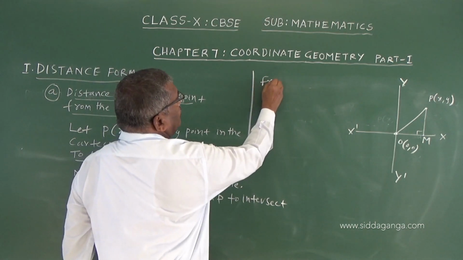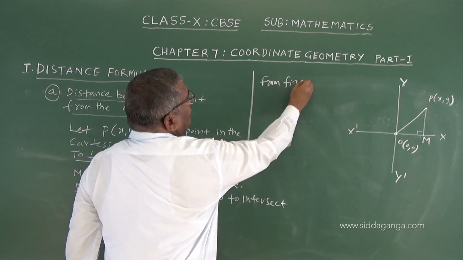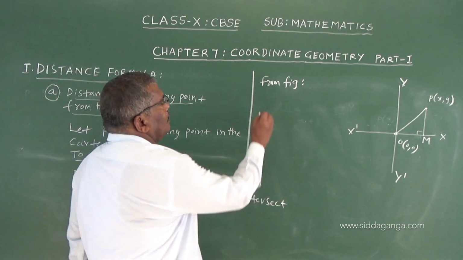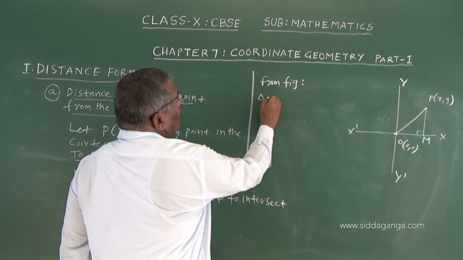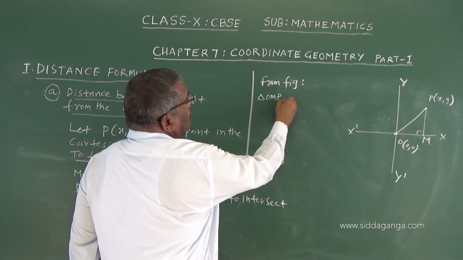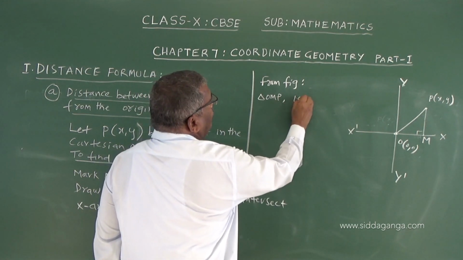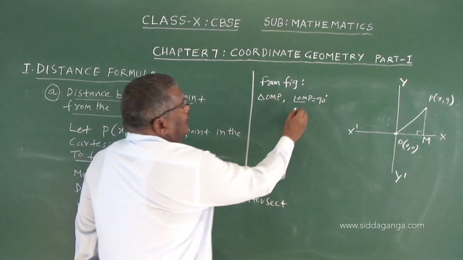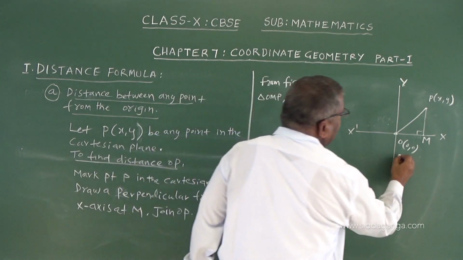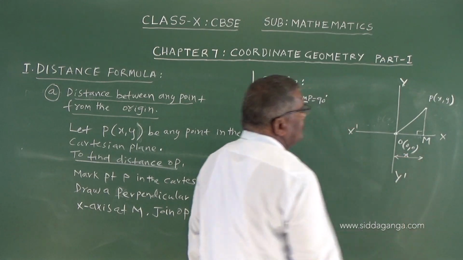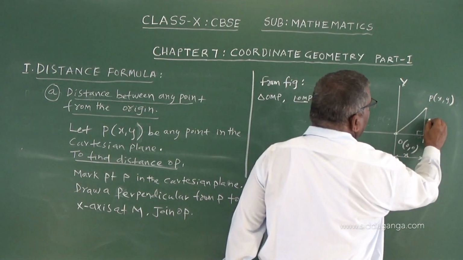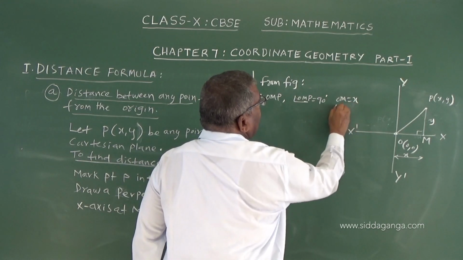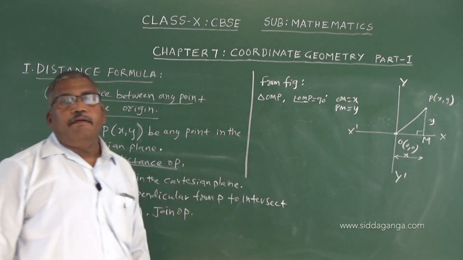From the figure, what we can read? OMP is a right angle triangle. You can see triangle OMP has angle OMP equals 90 degree. And we have OM equals this distance. This is the abscissa or x value, and PM is ordinate, it is y value. So we have OM equals x, PM equals y.